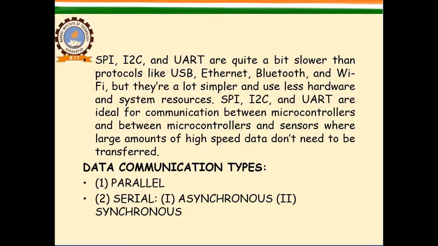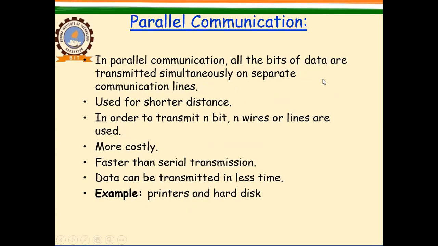The two basic types of communication which are used here are number one, parallel, and number two, serial. In serial communication, again there are two subdivisions: asynchronous and synchronous data transmission. So we start with parallel communication.